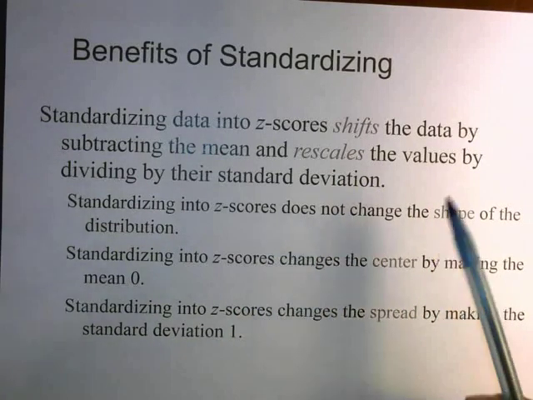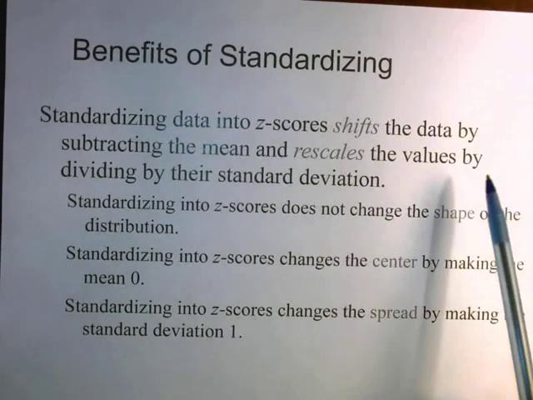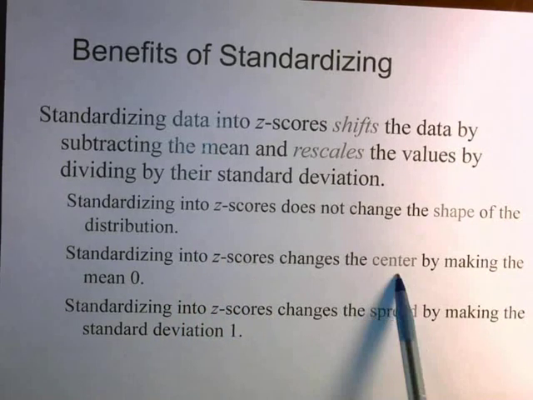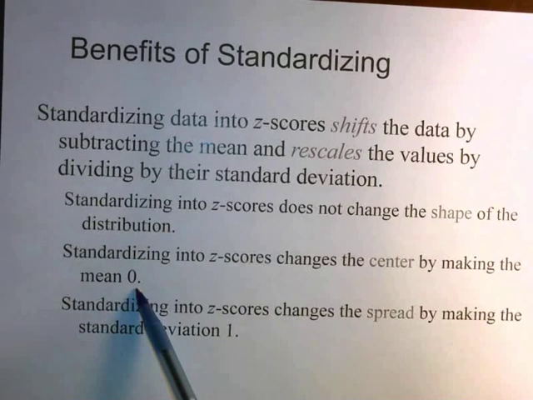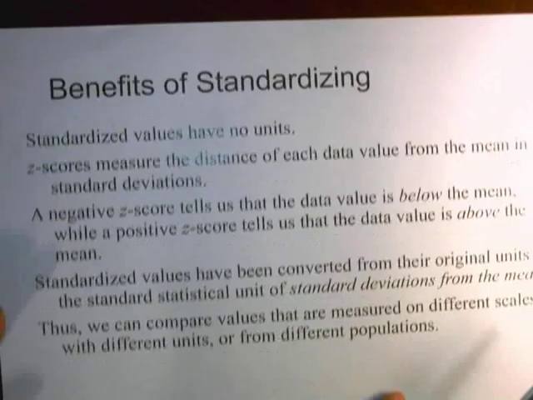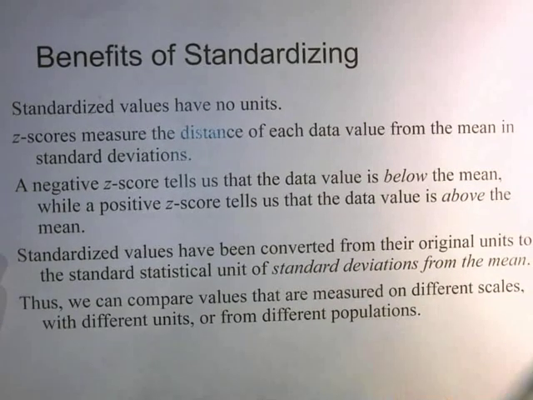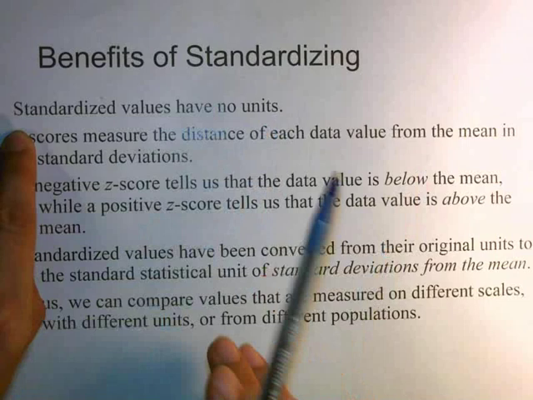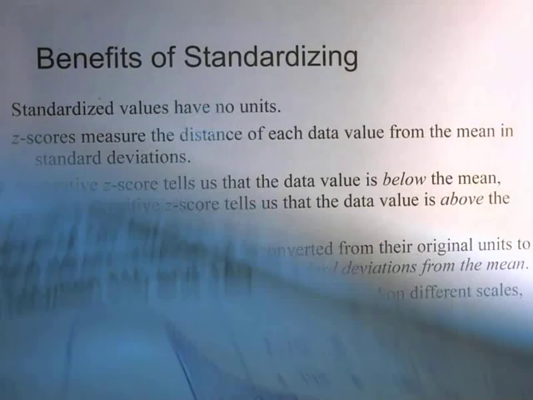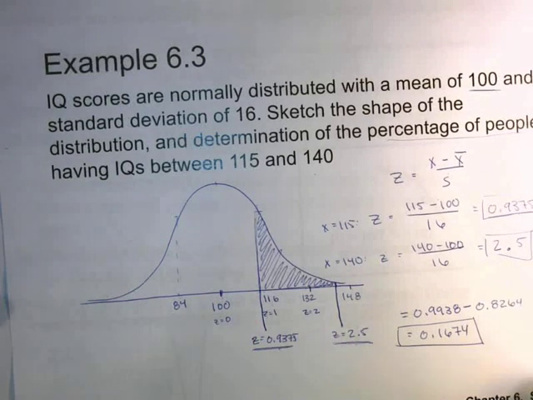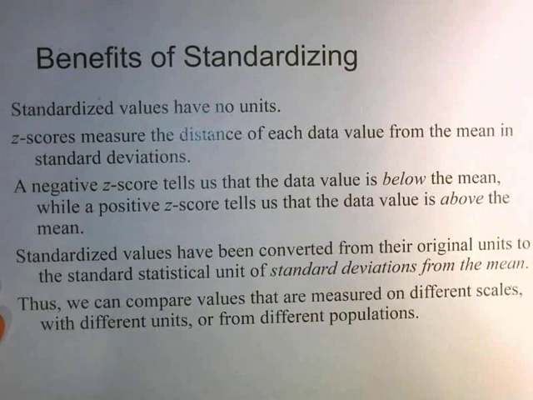So why do we standardize? Standardizing the data can shift the data and rescale it so that we can use this standardized normal distribution that we have more information about. Standardizing the scores doesn't change the shape of the distribution. It changes the center by making the mean of the data 0. And it changes the spread by making the standard deviation 1. Some notable things is that these standardized values have no units. The z-score has no units.